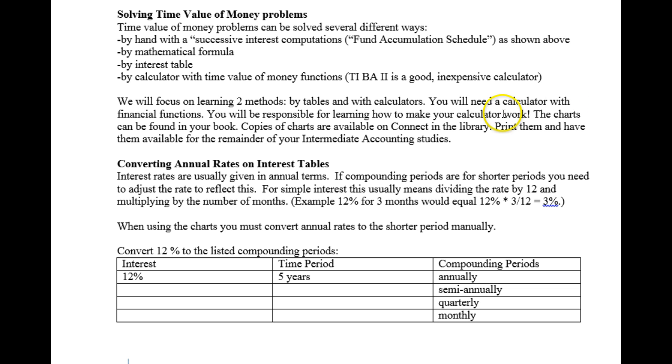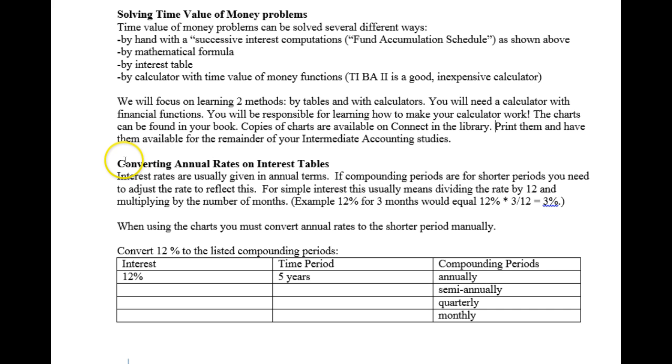The charts that I mentioned above are found at the back of your book, and I also have copies of them available for you in Connect in the library. Go to Connect, click on Library, click on your files, and you'll find the present value tables there. You should print them, and you should have them handy for the remainder of intermediate accounting. From now on, present value questions are fair game on all tests.